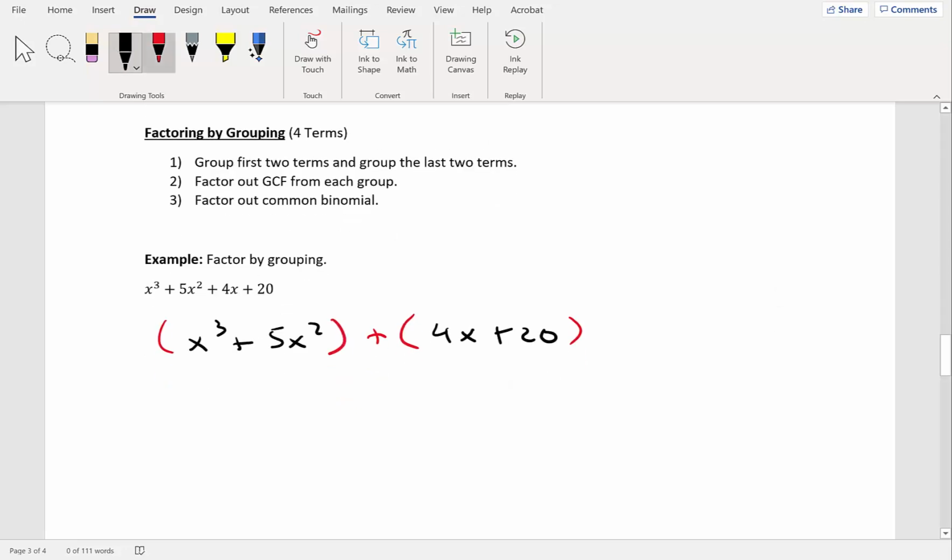Now take a look at each group, and you're going to factor out the GCF from each group. So from this first group right over here, we can factor out an x squared, and we're left with x plus 5. Take a look at the second group. The GCF for 4x and 20 is 4. So I'm going to factor out a 4 from there. I'm left with x plus 5.